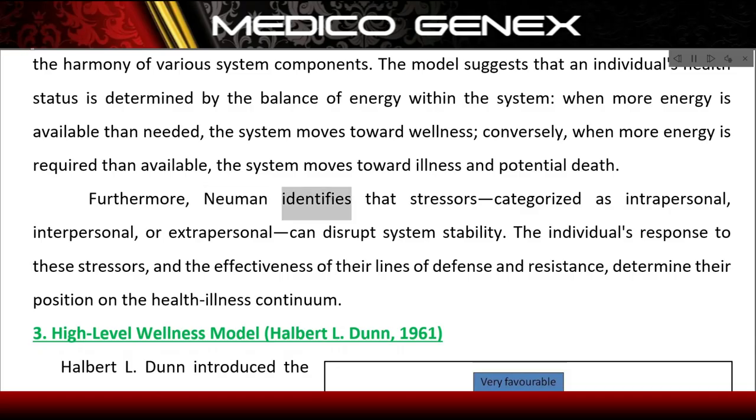Furthermore, Neuman identifies that stressors categorized as intrapersonal, interpersonal, or extrapersonal can disrupt system stability. The individual's response to these stressors, and the effectiveness of their lines of defense and resistance, determine their position on the health-illness continuum. 3. High-Level Wellness Model, Halbert L. Dunn, 1961. Halbert L.